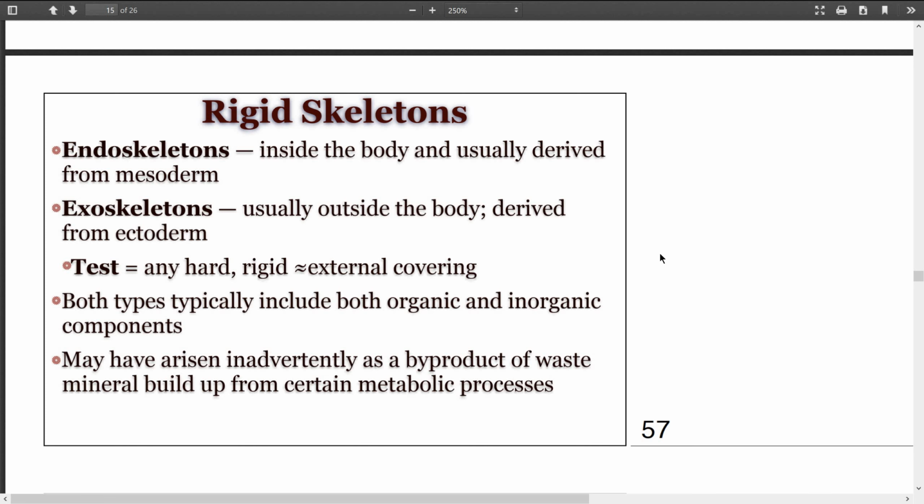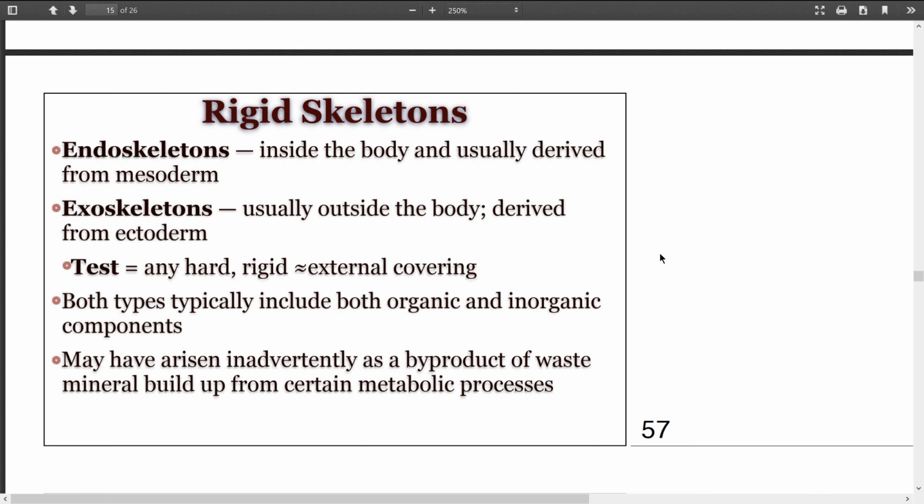Our skeletons, for example, we humans have an endoskeleton. It is composed of calcium phosphate as a mineral component, but it's also fairly rich in protein, particularly collagen protein, and blood vessels and other things running through it.